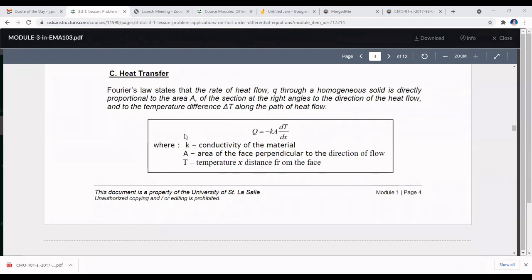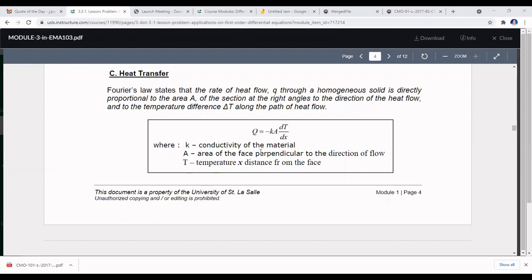Your k is a property of the material. It's a characteristic of that material. It's thermal conductivity. The higher it is, the greater the capacity of the material to transfer heat through it, or to let a certain amount of energy in the form of heat pass through it. Because the greater the value of the k here, the greater is the value of the Q.